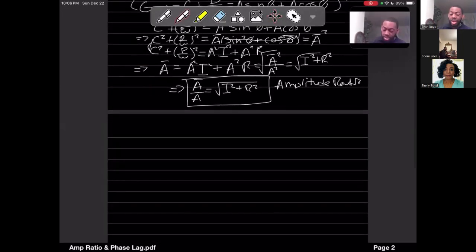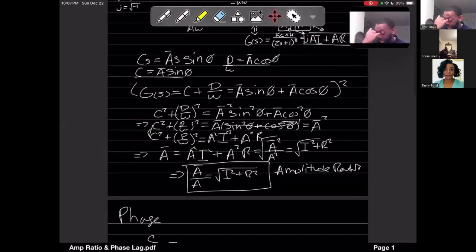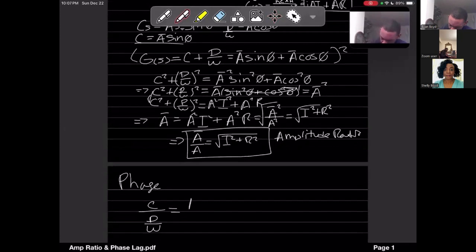Now to our phase lag, which is much simpler. So phase lag is actually kind of just a two-step process. For phase lag, all we will do is take our C divided by D, which we know, if we go back to what our Laplace sine and cosine functions are for C and D, is just A bar sine theta divided by A bar cos theta. And if you remember from geometry, sine divided by cos is equal to tan. So the A's cancel out, and we get that tan theta is equal to this expression.